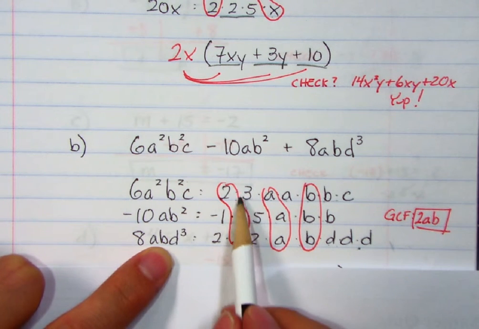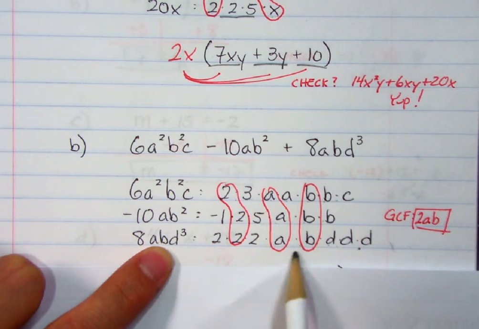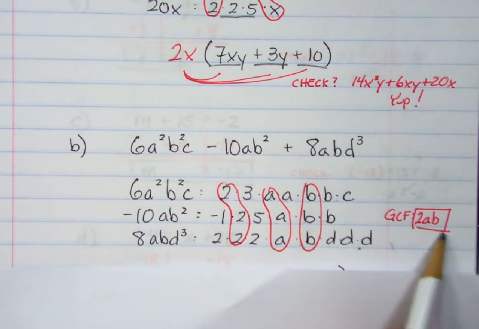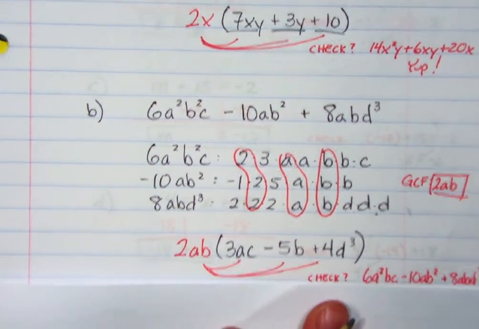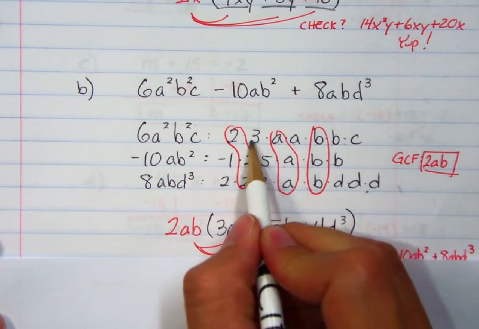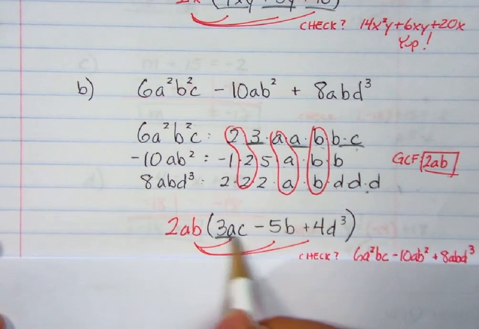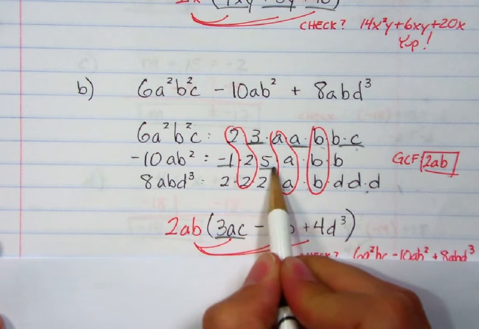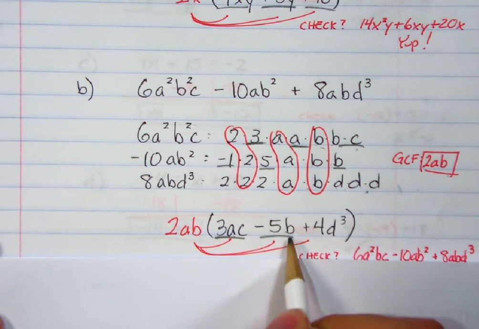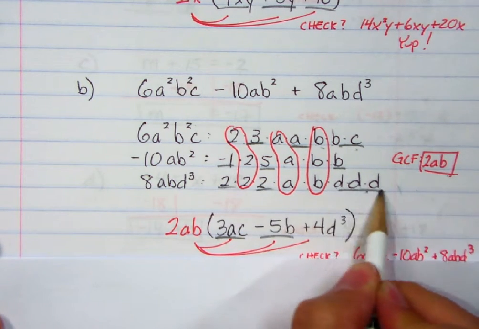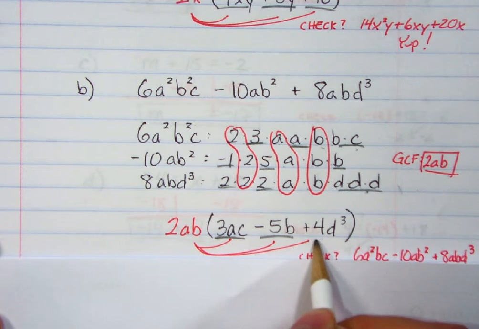Okay, let's go matching time. Match all the 2s, match all the As, match all the Bs. That means 2ab is what they have in common. You write that out front and you say what's left over. A 3, an A, and a C. That's why it's 3ac. A negative 1, a 5, and a B. That's negative 5b. A 2, 2, D, D, D. That's why it's 4d cubed.